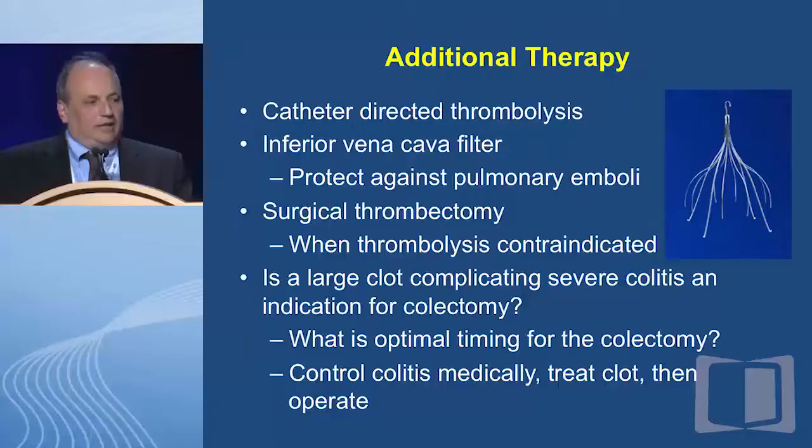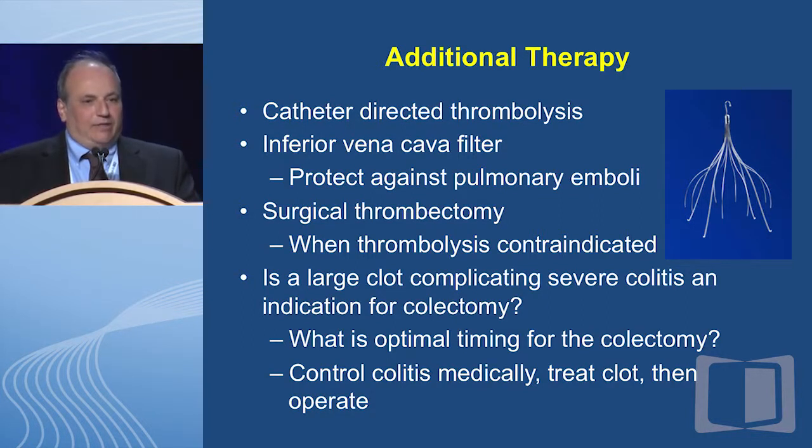However, the timing of colectomy is tricky. You don't want to do a colectomy in someone who's just thrown a pulmonary embolus or has a very large DVT. You want to really think about treating first, perhaps with anticoagulation, stabilizing the patient, and then maybe going to colectomy. What additional therapies can be considered? Catheter-directed thrombolysis in certain patients, an inferior vena cava filter.